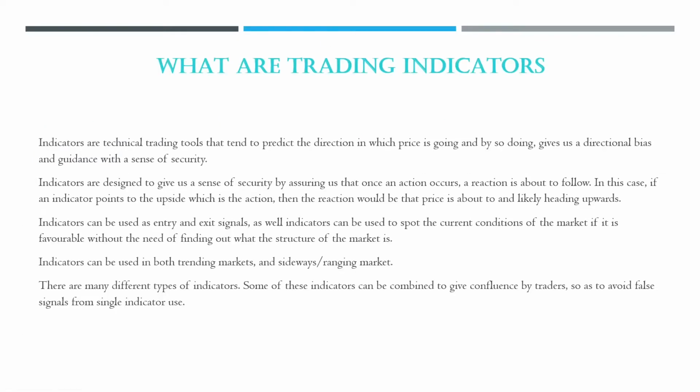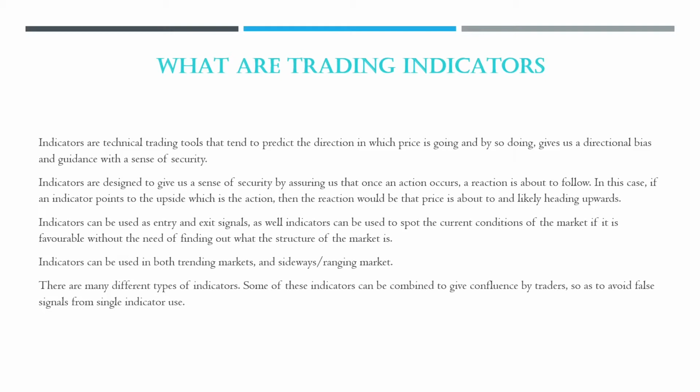So what are trading indicators? Like I've said here, indicators are technical trading tools that tend to predict the direction in which price is going, and by so doing, they give us a directional bias and guidance with a sense of security. We all know that indicators are technical analysis tools that we can use to analyze the market in order for us to know when to enter or when to exit. Indicators are designed to give us a sense of security by assuring us that once an action occurs, a reaction is about to follow.